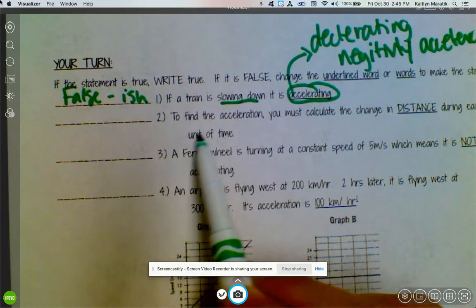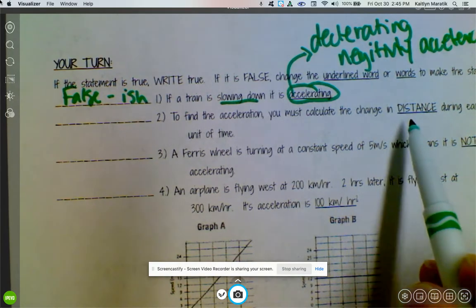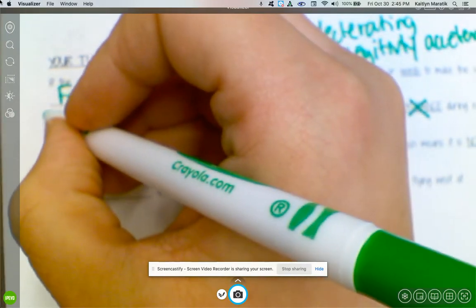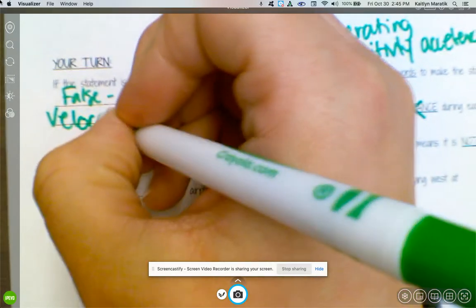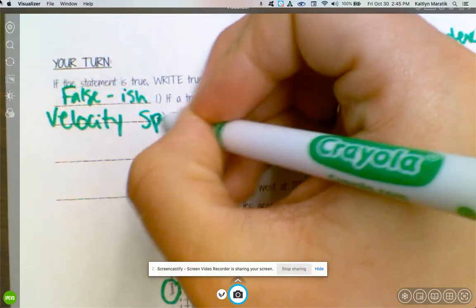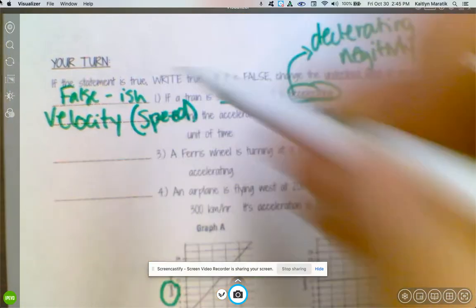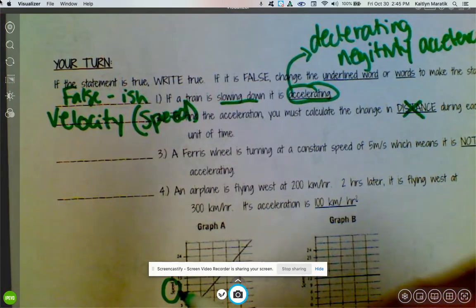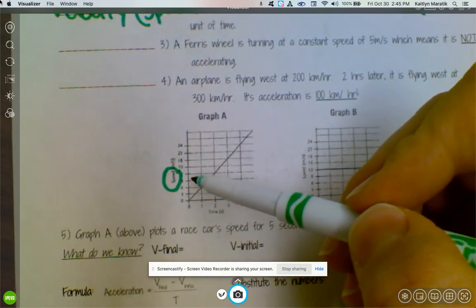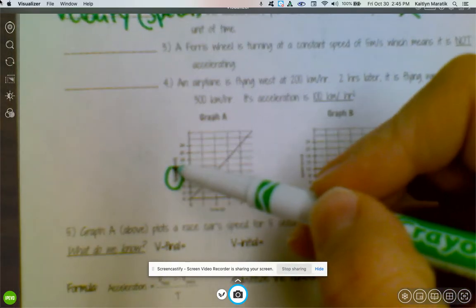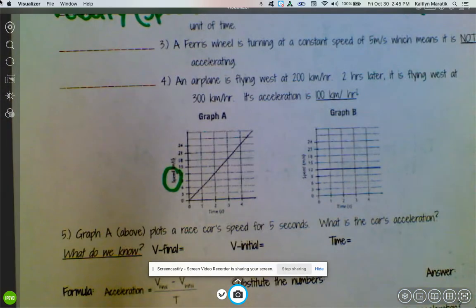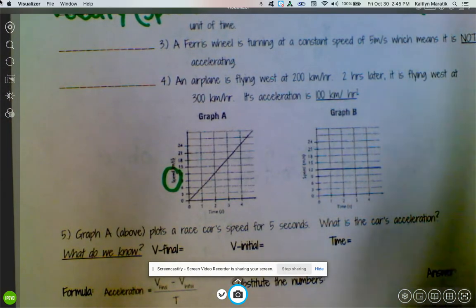So, number 2, find the acceleration. You must calculate the change in distance. No. The change in, well, velocity would be our best, but really what we put on the side here is speed. Now, why do we put speed instead of velocity? Because when we're graphing it here, we can't show a direction on a graph easily like this because it's kind of all in there. So that's why it's like an outside factor. So speed is what we write on the side, but remember, speed is just velocity in a direction.